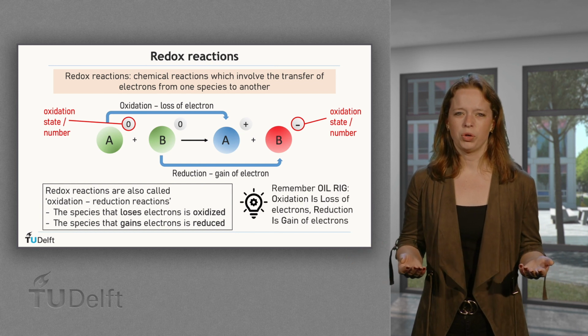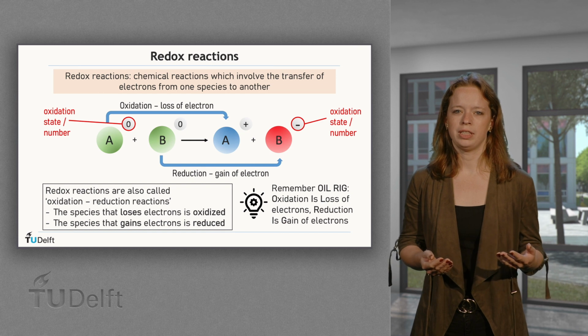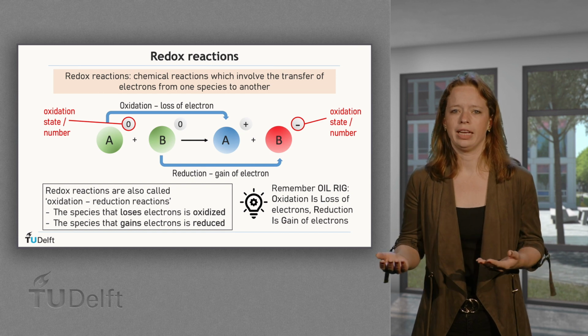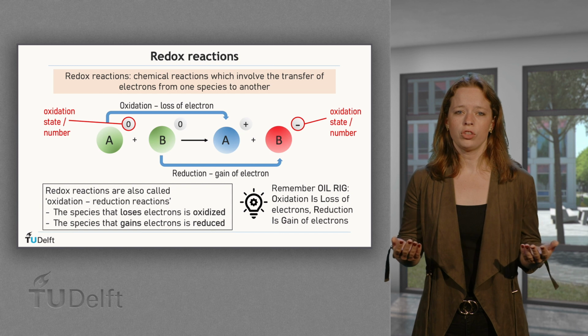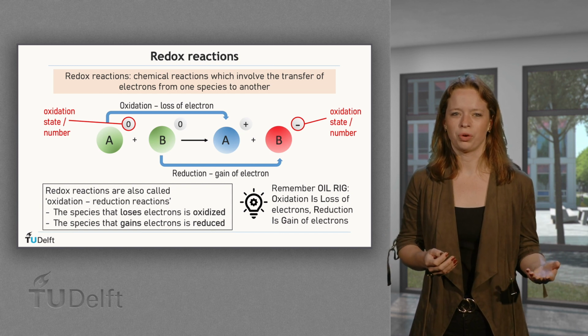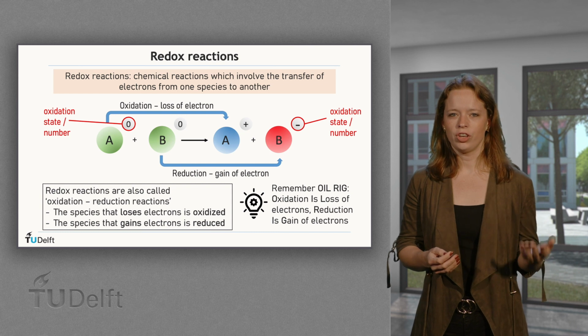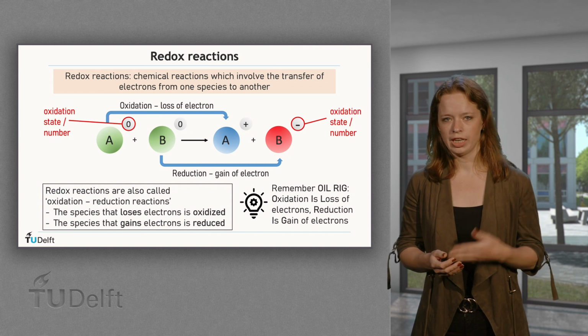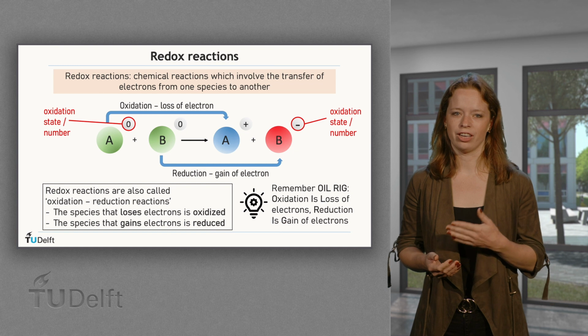If you find it difficult to remember whether the oxidized species is the one that loses or gains electrons, just remember OIL RIG. You know those big structures that they use to drill for oil? Oxidation is loss of electrons and reduction is gain of electrons.